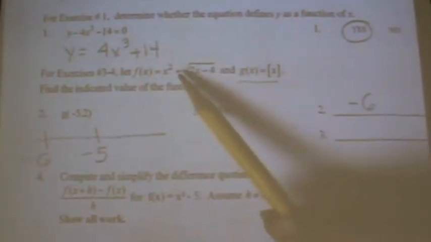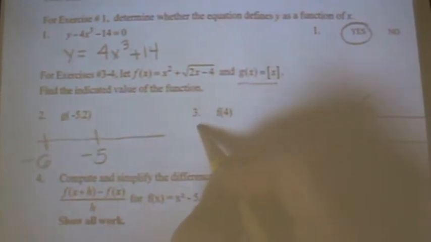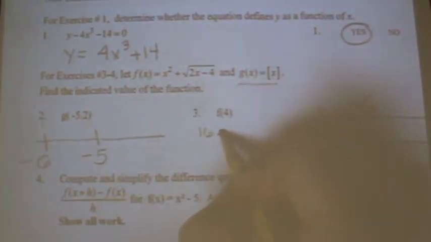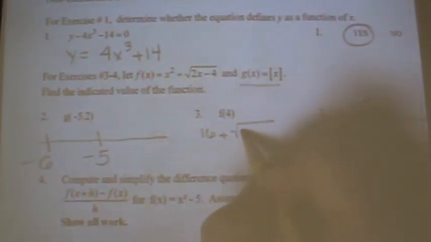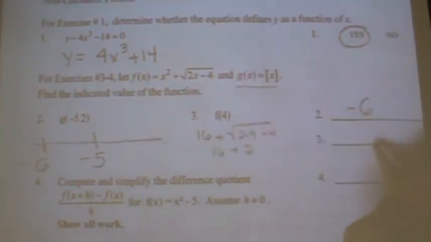All right, for this one, you know how to plug 4 in here, right? What's 4 squared? Plus 2 times 4 minus 4. So that's 8. 8 minus 4 is 4. Square root of 4 is 2. So what's this answer? It's 18.